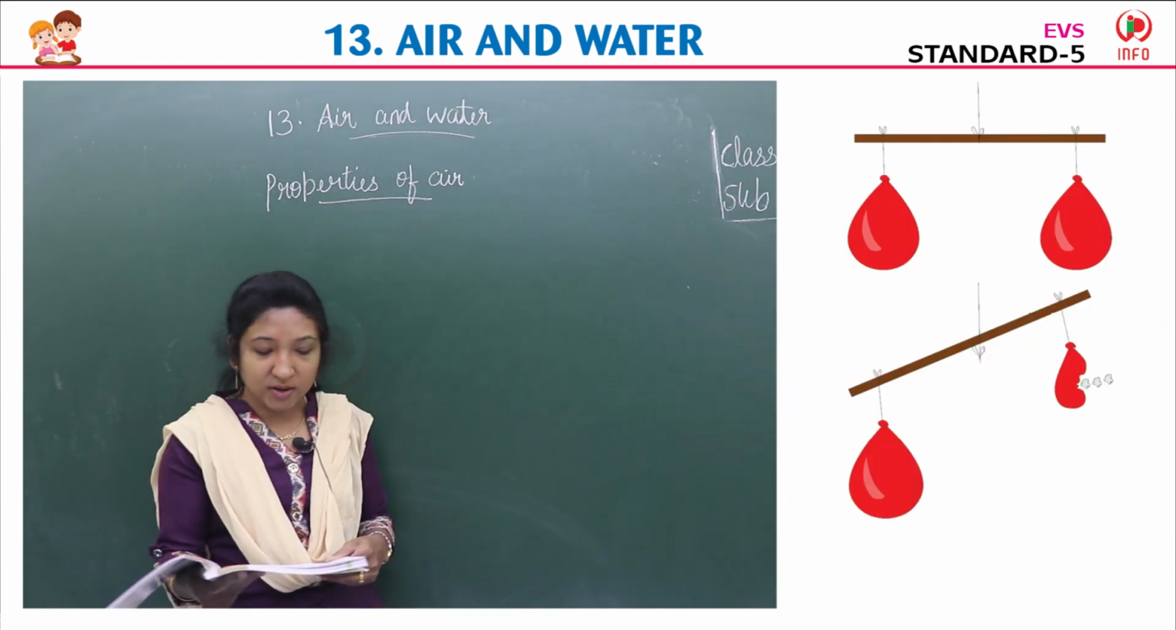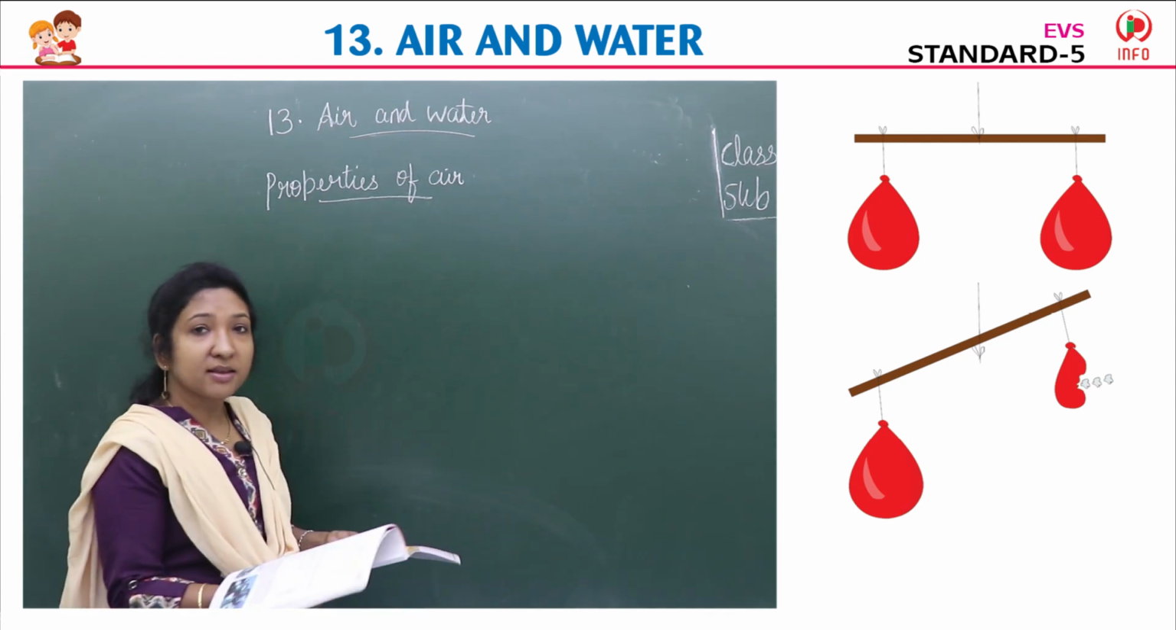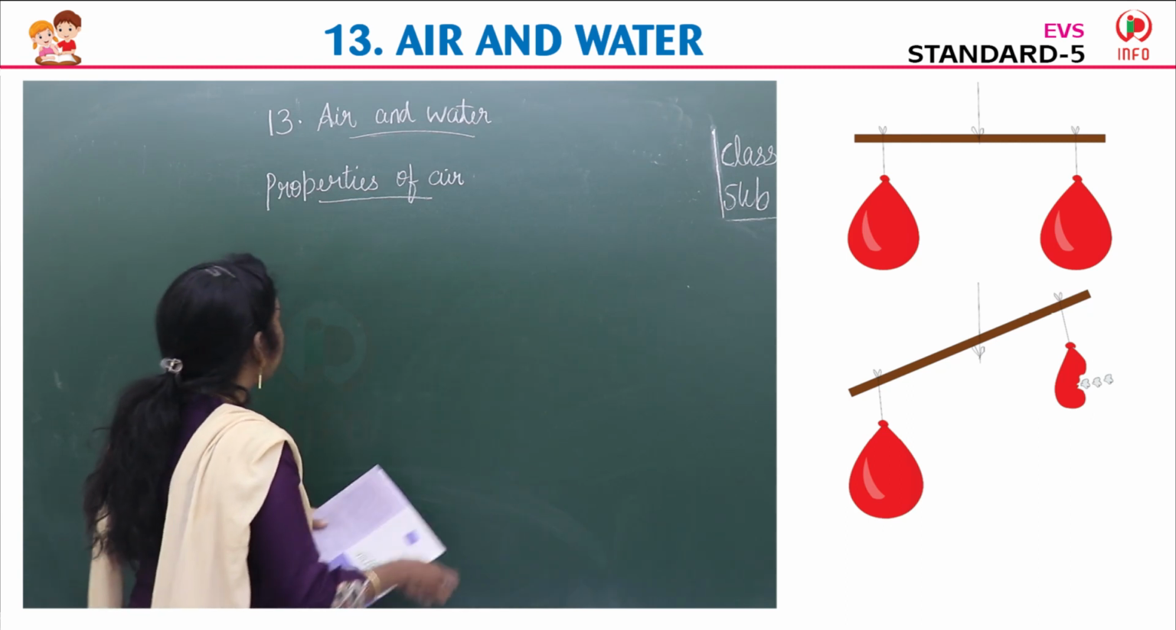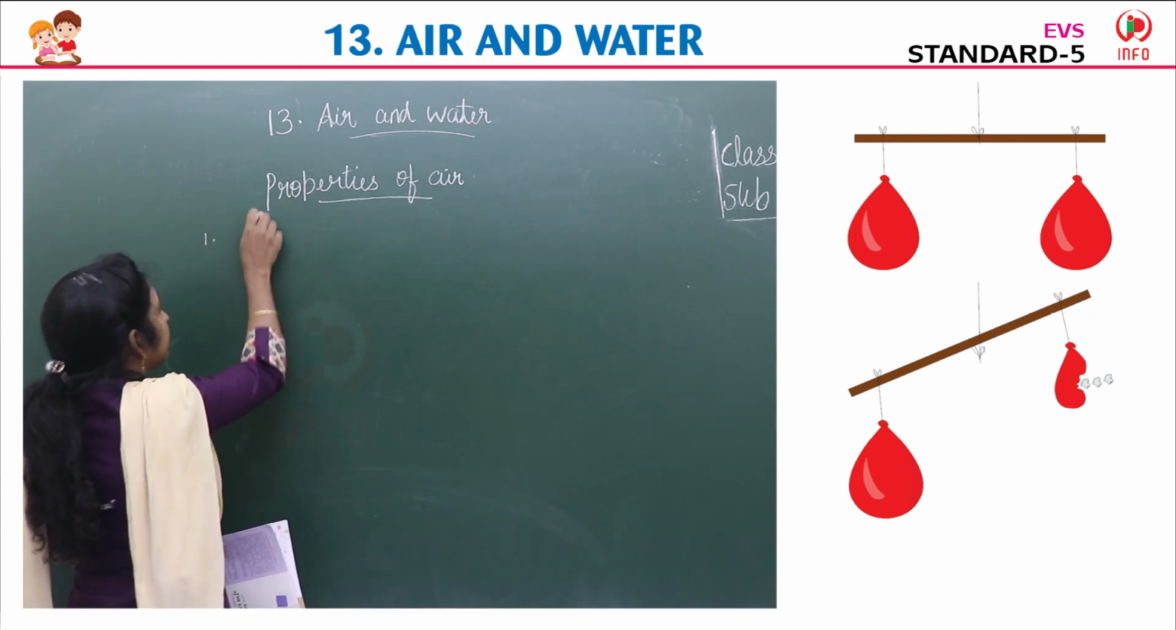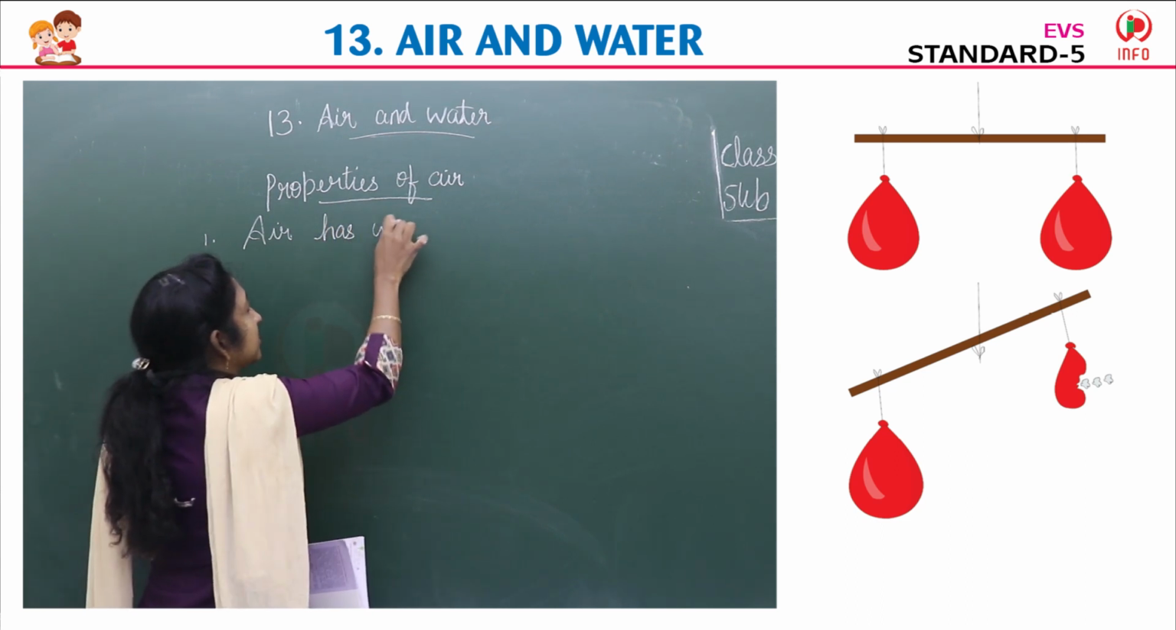Understood? Yes. So what is the conclusion from this experiment? Yes, that means air has weight. So the first property of air is that air has weight, we say.